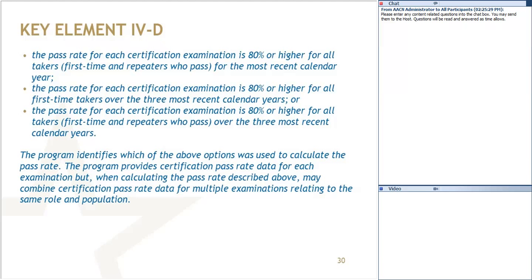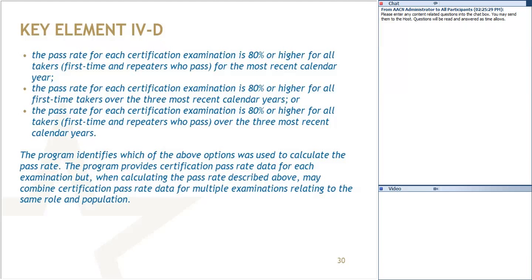For example, when there are multiple exams related to the same role and population, and Deborah talked about this earlier, the family nurse practitioner exam and the adult nurse practitioner exam are two examples. There are different certification agencies that give those examinations. It's the same role and population, family NP, so pass rate data may be combined. You might have a program where half of the students take an exam from one certifier and the other half take the exam from the other certifier. You may combine those data.